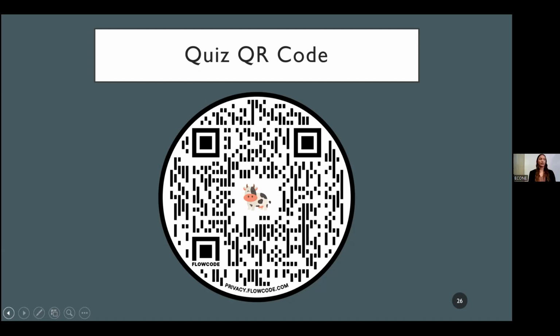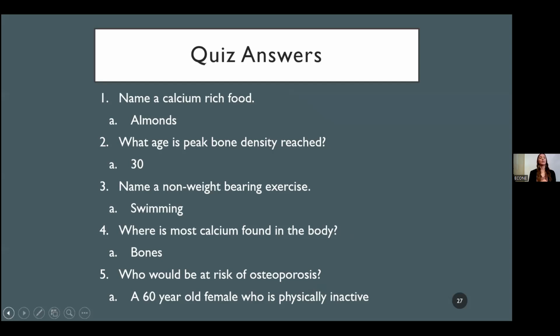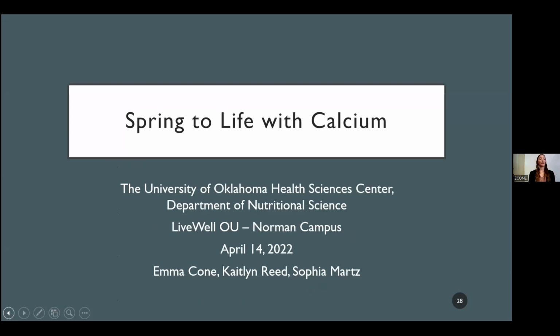Okay, so we'll go over the quiz answers first. Number 1, name a calcium-rich food. The answer was almonds. Number 2, what age is peak bone density reached? That's age 30. Name a non-weight bearing exercise. That would be swimming. Where is most calcium found in the body? Bones. And then lastly, who would be at risk for osteoporosis? And this answer is a 60-year-old female who is physically inactive. And then now we can take questions.